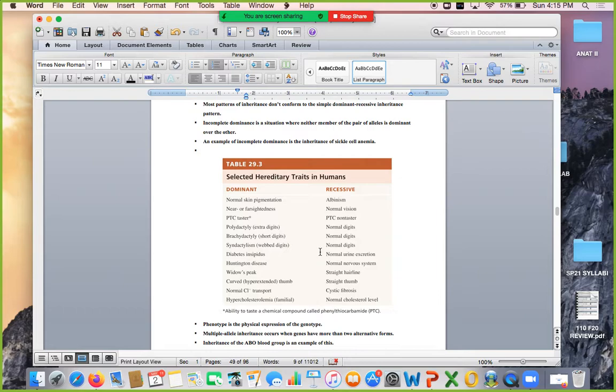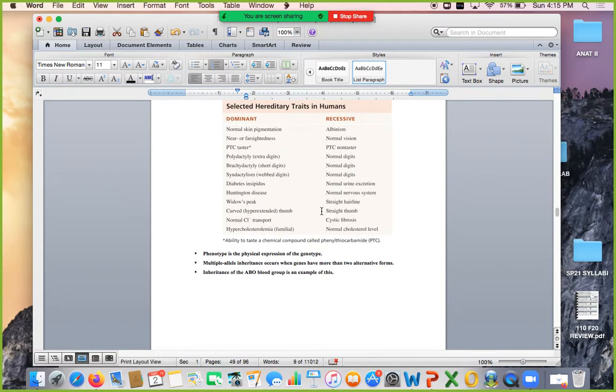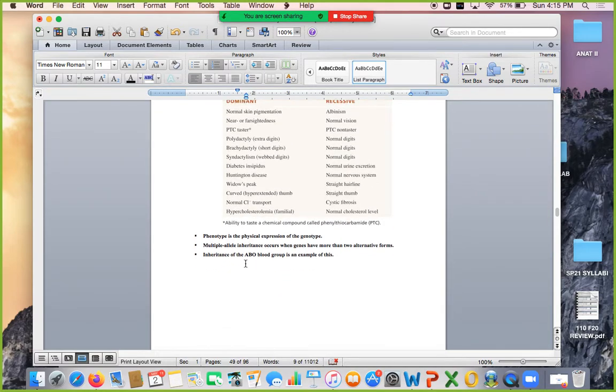Now, we do have other types of things like incomplete dominance or codominance. Incomplete dominance would be when we do have a little bit of the traits. We have kind of a push-pull or an intermediate trait. And then we also have codominance, which basically would be that they were both dominant. One good example of that would be the ABO blood type.